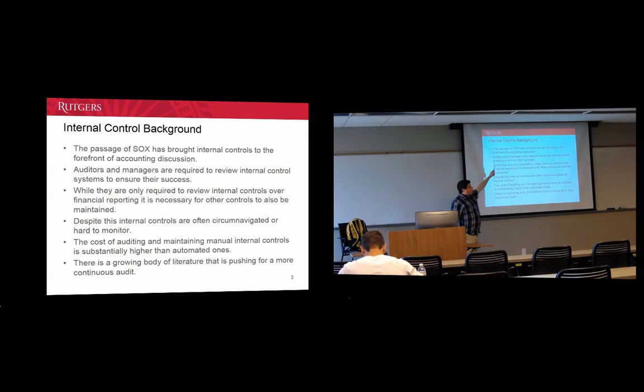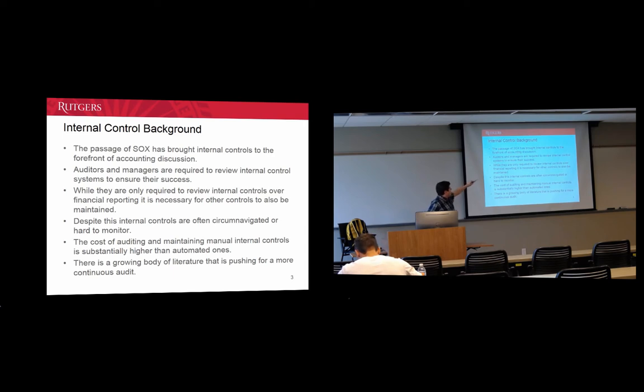Managers are actually now required to make a management assertion on internal controls, so they have to verify that they've checked and they know, to the best of their knowledge, that their internal controls are operating effectively. That's so that they can become criminally liable if they find out that that's not the case, right?